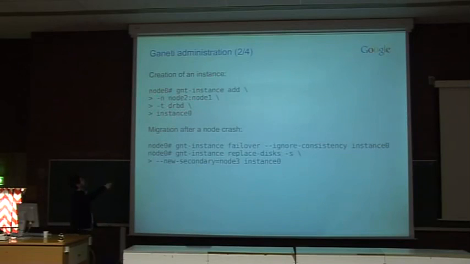There are a lot more options: RAM, swap space, disk space. But for now, let's keep it simple. You can create a normal instance with default options. And then, for example, after a node crash, you can fail over the instance to its secondary node. So it was on node 2, you fail it over to node 1. And then you can replace its disks and move them to node 3, so the instance will be redundant again, while before it was only on one node since the node had crashed. Of course, if it was just a downtime, then you can bring the node up again, and you don't need to do that. It all depends how bad the node crash was.